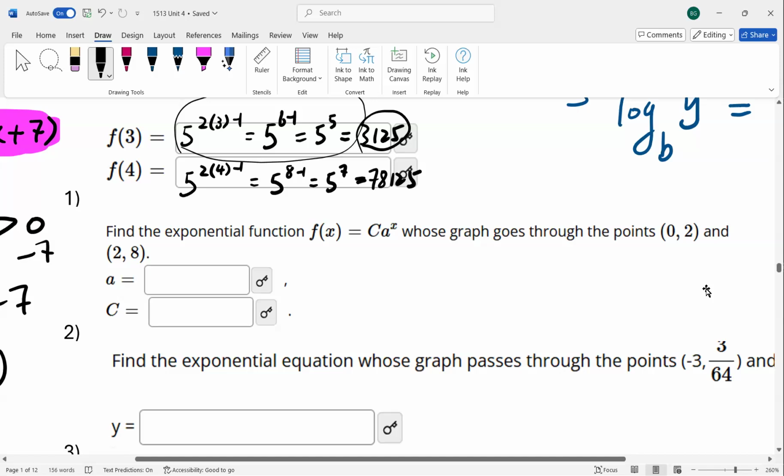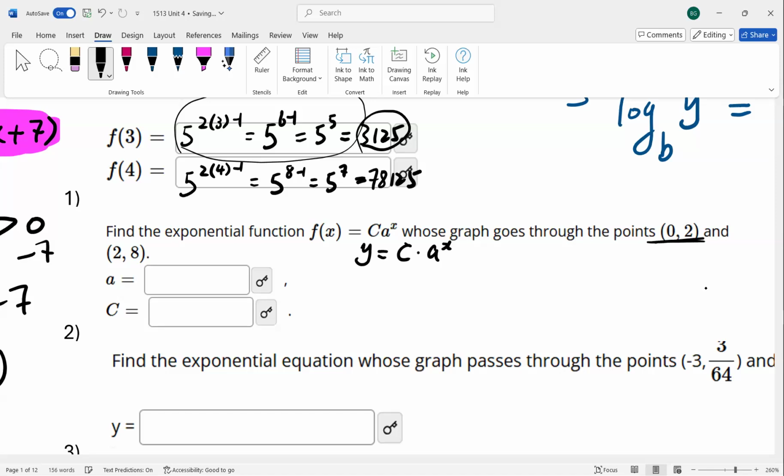Okay, the equation that represents the function is y equals c times a to the power of x. Let's plug in (0, 2). So x is 0, y is 2. Let's simplify a little bit. We have 2 equals c times a to the power of 0. Here a is supposed to be non-zero as the base of the exponential function. a has to be bigger than 0 and not equal to 1, right? So anyway, a is not equal to 0.